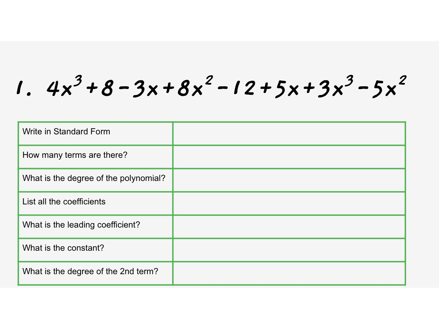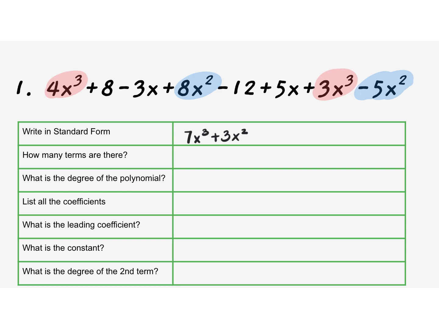I'm going to look for my highest power, and my highest power is a 3. So I'm going to combine this 4x to the third and this 3x to the third. And when I add that 4 plus 3, I get 7x to the third. Okay, so now I'm going to look for my next highest power. My next highest power would be something that's squared. I have 8x squared here, and then minus 5x squared. So 8x squared minus 5x squared is going to give me a positive 3x squared.